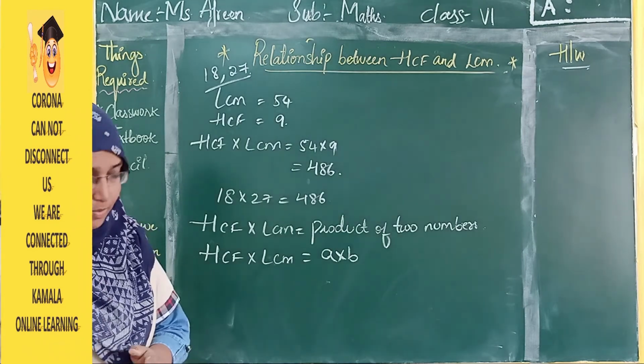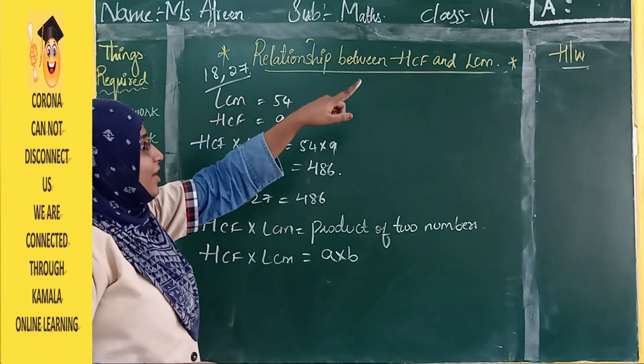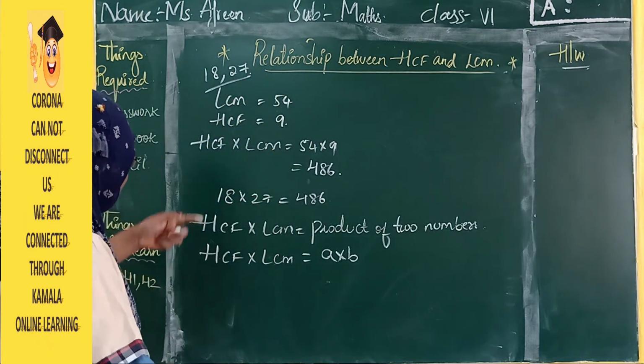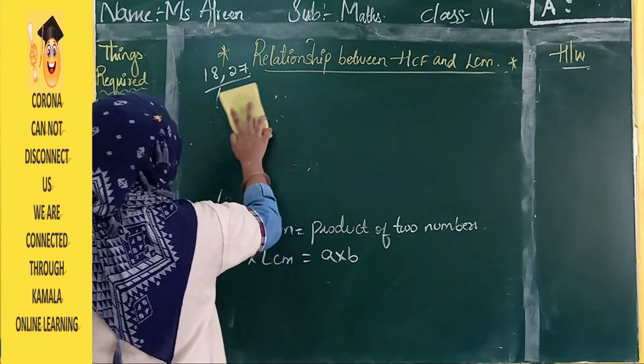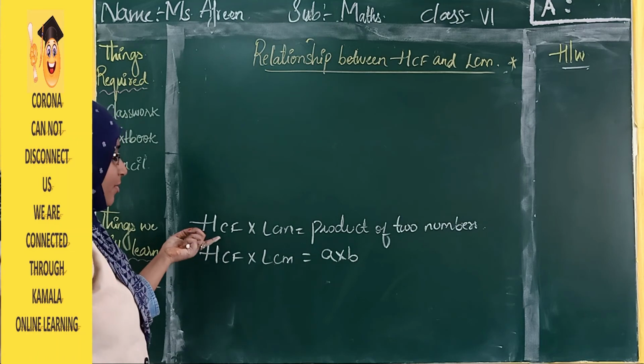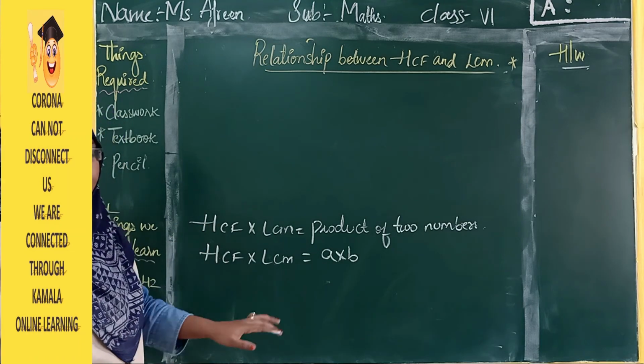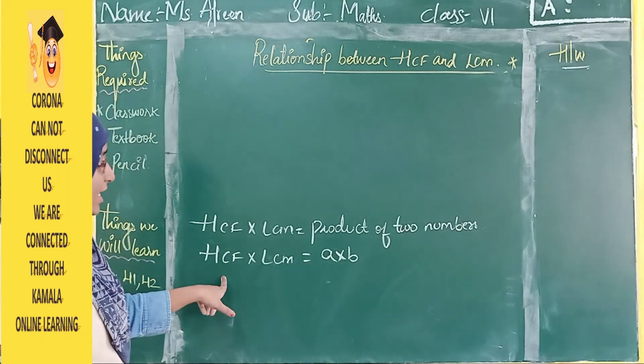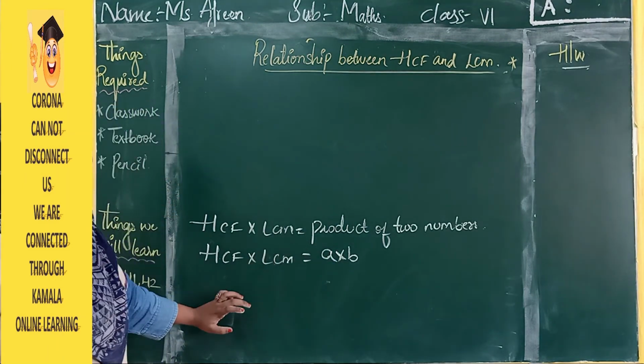So what you are going to write: please mention the heading, relationship between HCF and LCM, and no need of writing this. Now you write, put a star mark and write the formula. HCF into LCM is equal to the product of two numbers. Then you write HCF into LCM equals A into B.